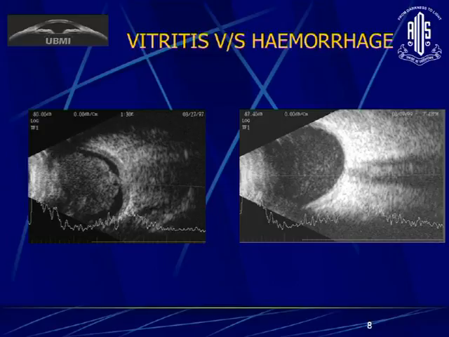Again, I brought this slide really to show that this is vitreous hemorrhage and this is inflammation. Can we differentiate only based on ultrasound? No. It's always a clinical diagnosis. Ultrasound just helps us to grade the echoes, and it does not tell us whether it is hemorrhage or inflammation.